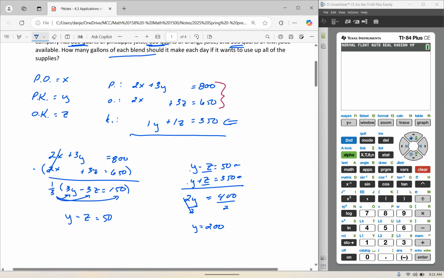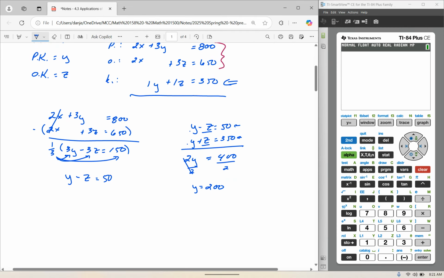Now I can work backward. Take this equation, y plus z equals 350. So 200 plus z equals 350. When we subtract the 200, we know that z equals 150.